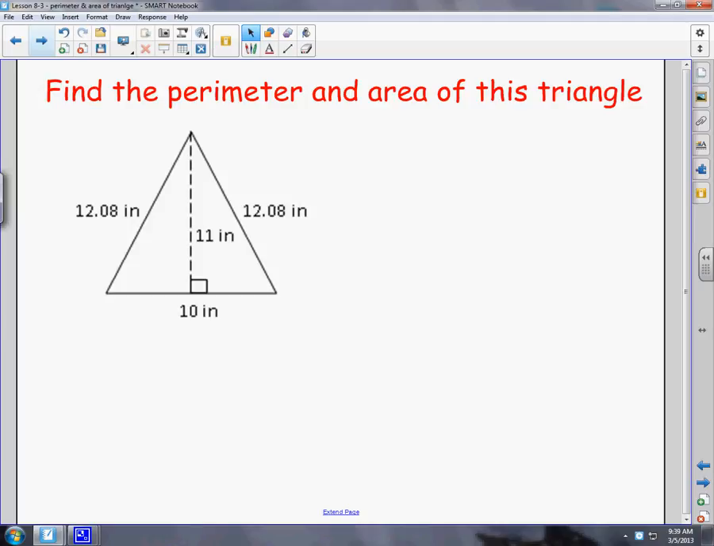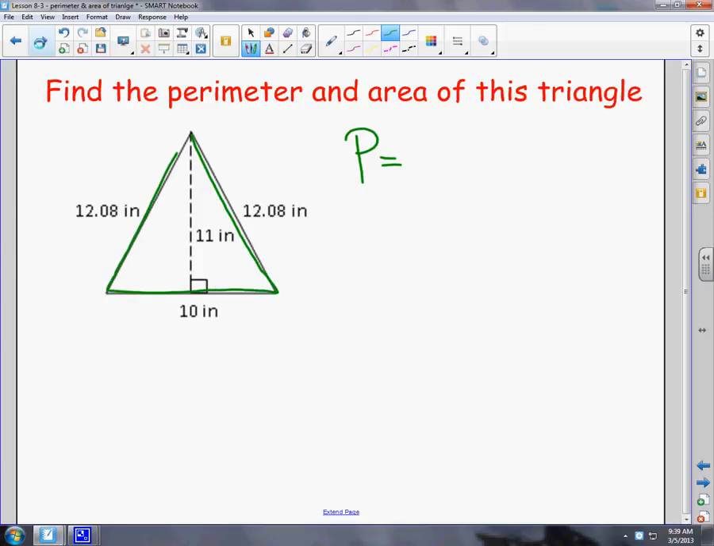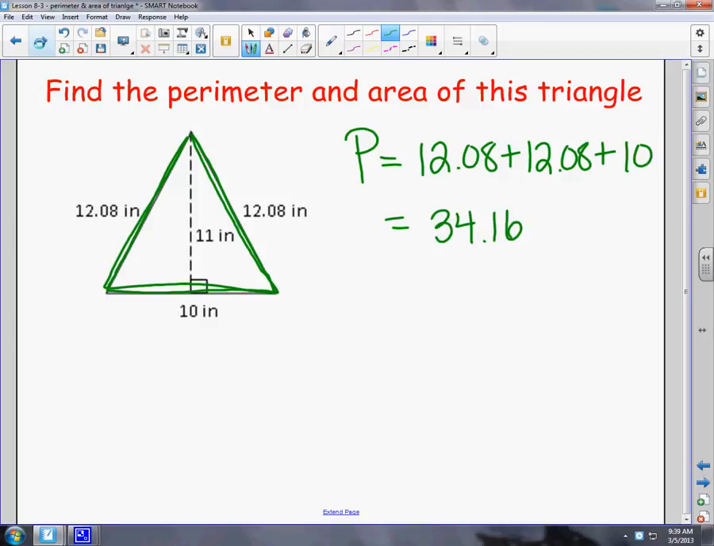So find the perimeter and area of this triangle. So perimeter is pretty simple. You're going to add up the outside. They gave you that middle one because that's the height. Remember, that is not the perimeter. So I'm going to do 12.08 plus 12.08 plus 10. So 12 plus 12 is 24, and then 08 and 08 is 16, plus 10, so it would be 34.16 inches. That is my perimeter.